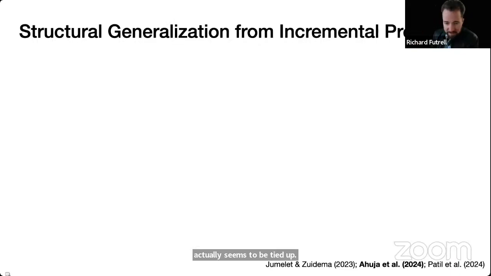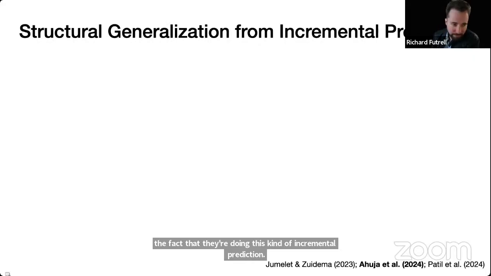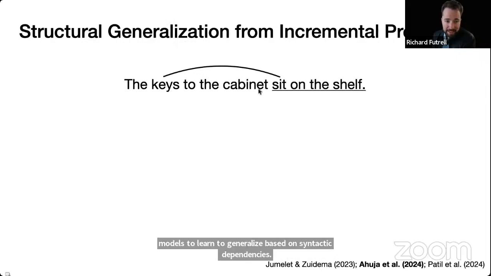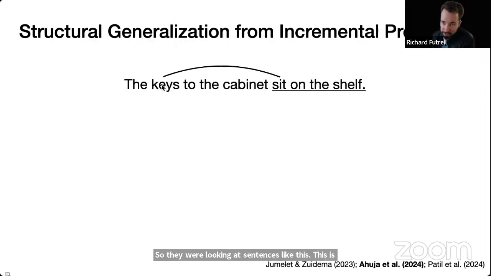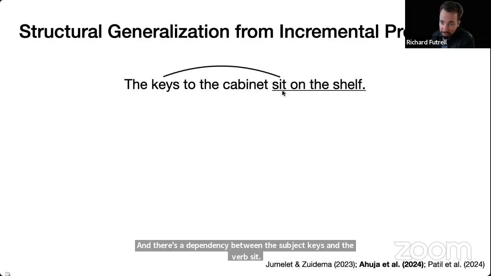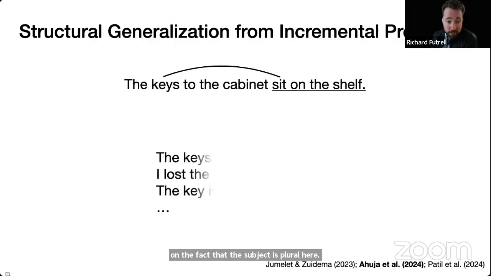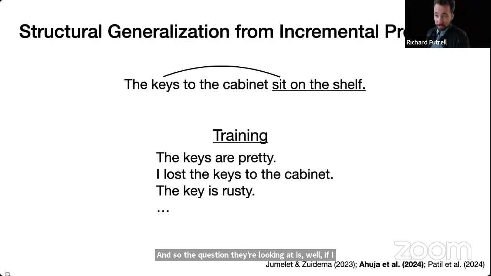So this is a very interesting study from Ahuja et al. It's not my study, where they were looking at the ability of language models to learn to generalize based on syntactic dependencies. They were looking at sentences like this: the keys to the cabinet sit on the shelf, and there's a dependency between the subject keys and the verb sit. One way you can tell is that the form of the verb depends on the fact that the subject is plural here.